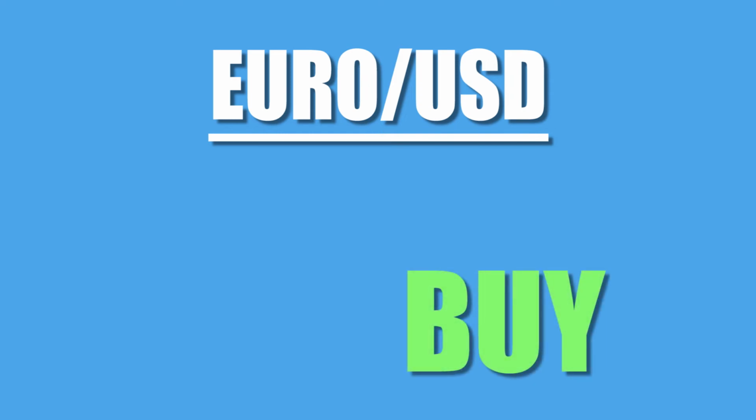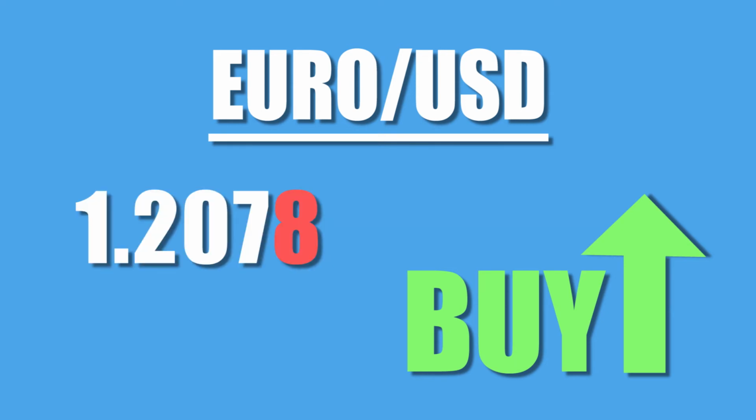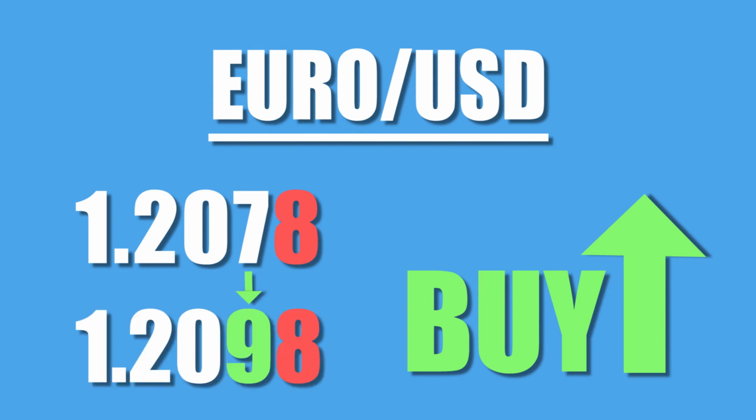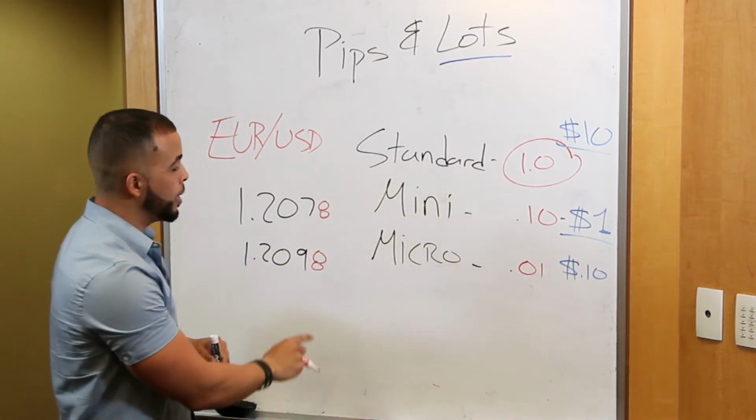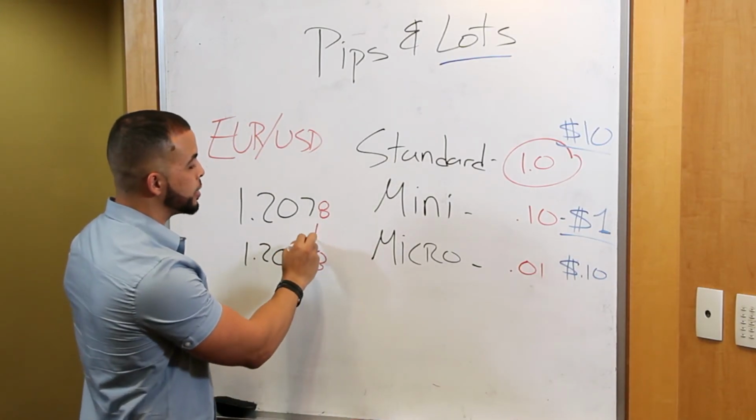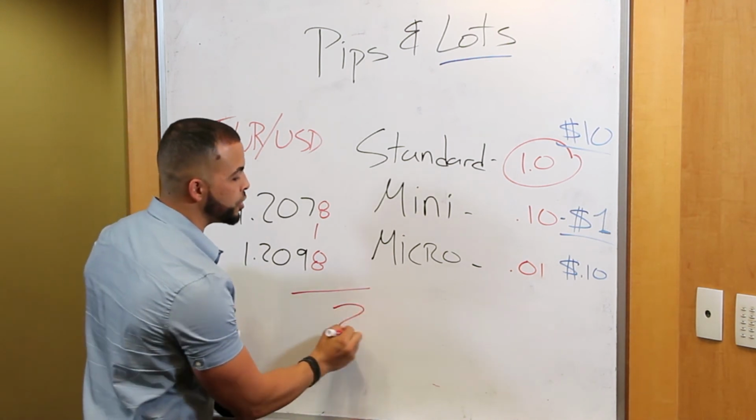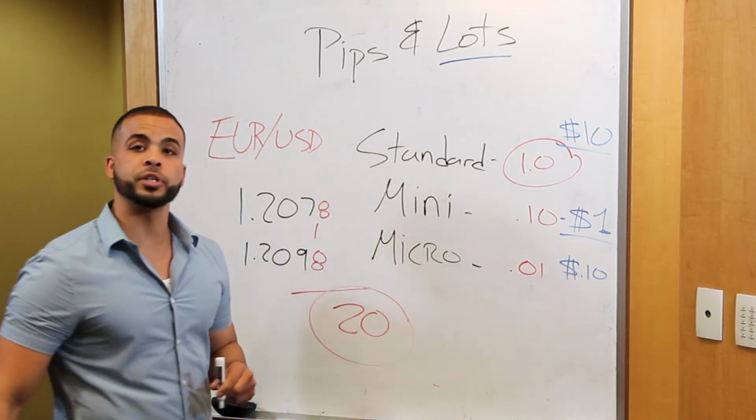So let me give you an example. We're looking at the euro and USD. You're going to get into a buy order, meaning that you're betting that it goes up. For this example, we're going to enter at 1.2078. Now, in a matter of 30 minutes, the euro goes up from 1.2078 to 1.2098. Now, if you see the difference, right? This is an increase of 78 to 98. You just increased 20 positive pips.